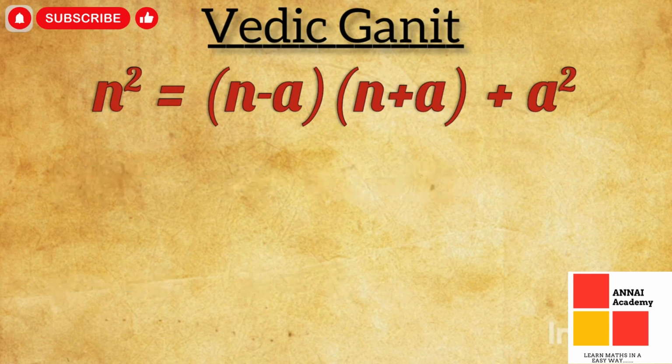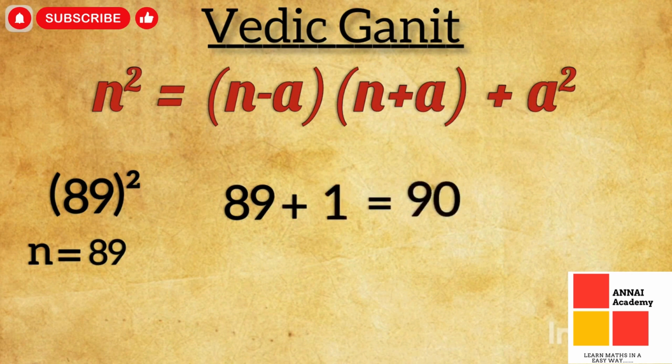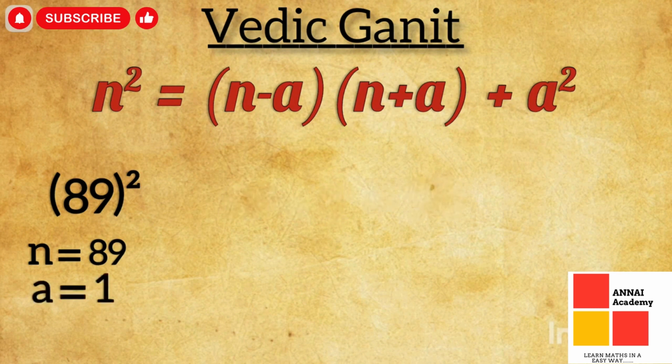Now, let's find the square of any number with the help of this formula. Suppose we have number 89. We have to find the square of it. Here, n is equal to 89. Adding 1 gives a number whose last digit is 0. So, in this case, a is equal to 1. Now, we have got the value of n and a. So, let's put it in our formula.